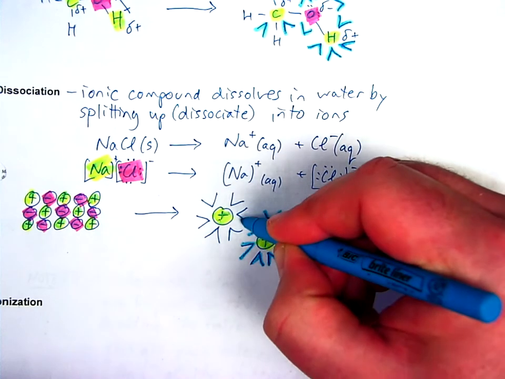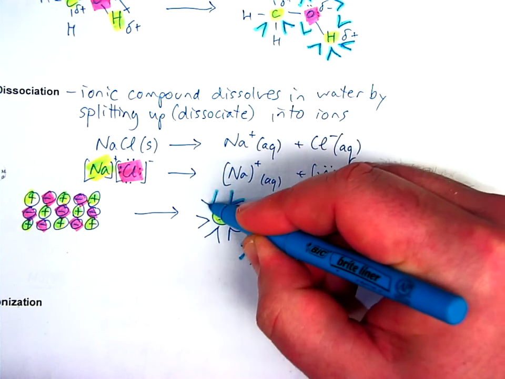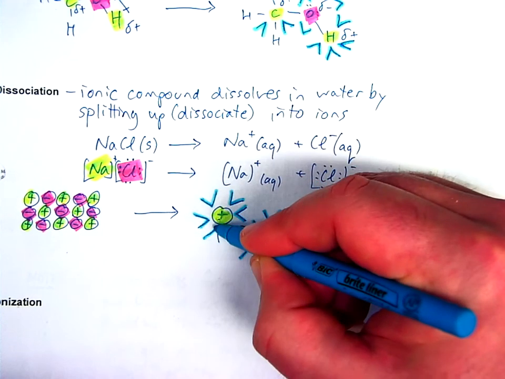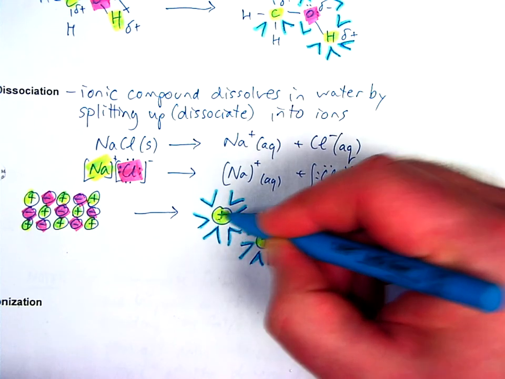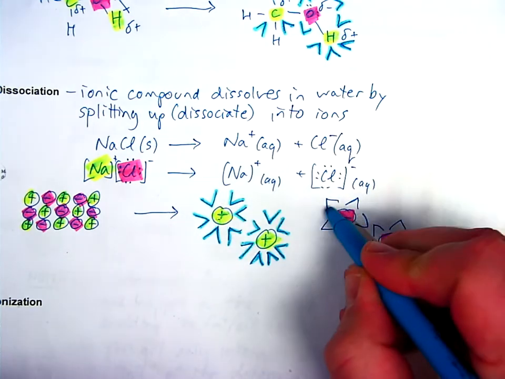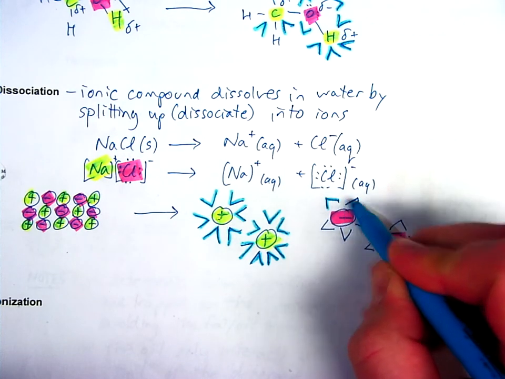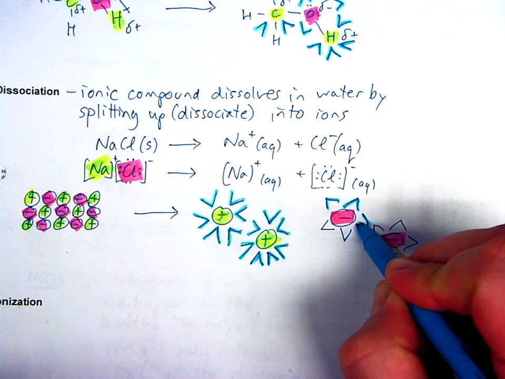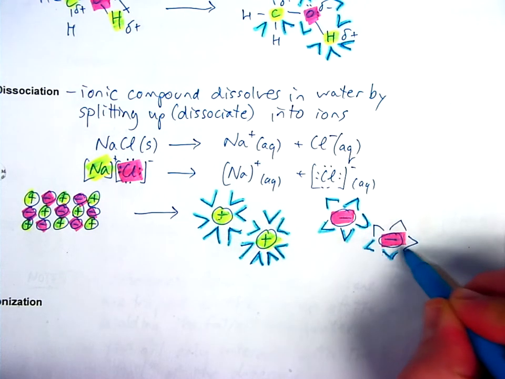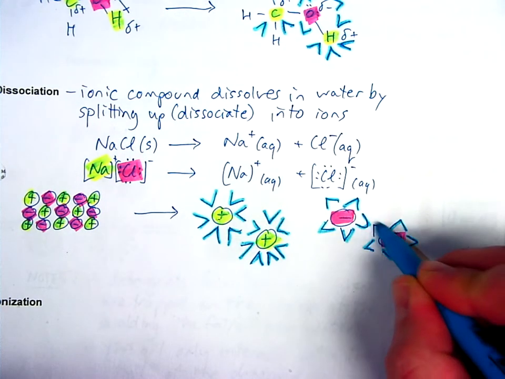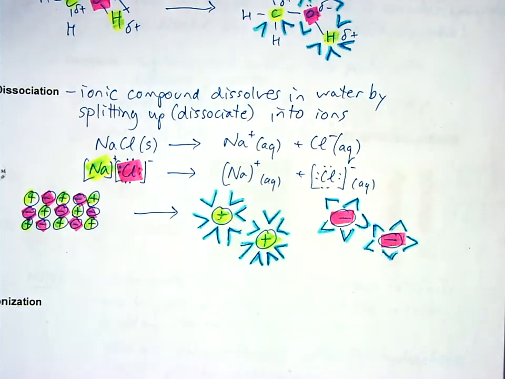So the point is, where the oxygen is, it's slightly negatively charged, so it's attracted to the positive ends. And the two ends of the water molecule, that's where the hydrogens are, are slightly positive, so they're attracted to the negative ends.